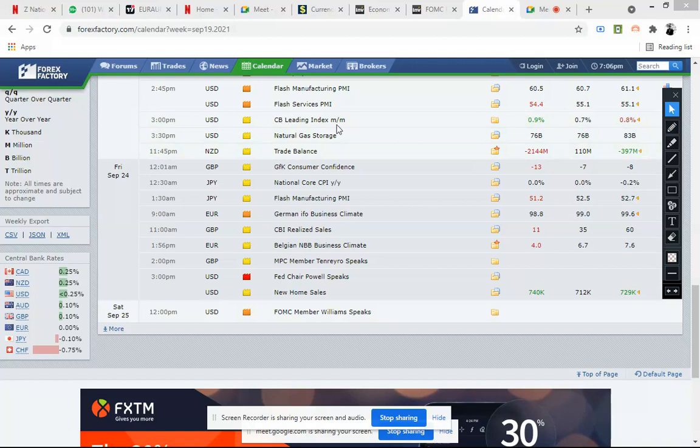USD. That is CB leading index month over month, which is 0.9. That is the actual. The forecast, people forecast that it should be 0.7, but the actual came out positive because it's better than the forecast. So in that case, it's even better than the previous one. That means the market will be bullish at that moment. But this should only happen if there's any high impact news. If you want to enjoy this kind of analysis, it should be high impact news.